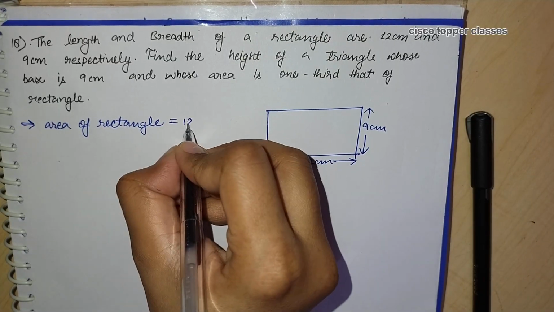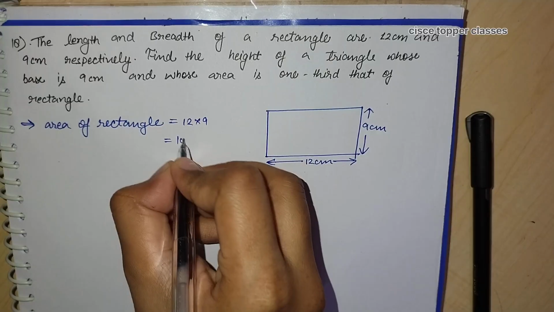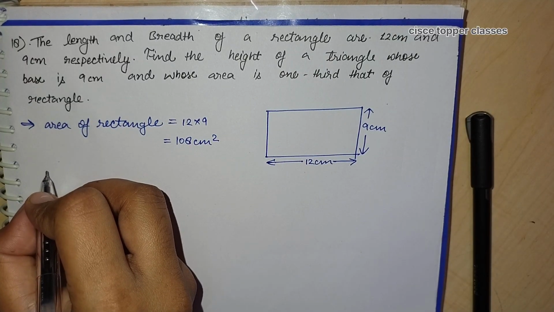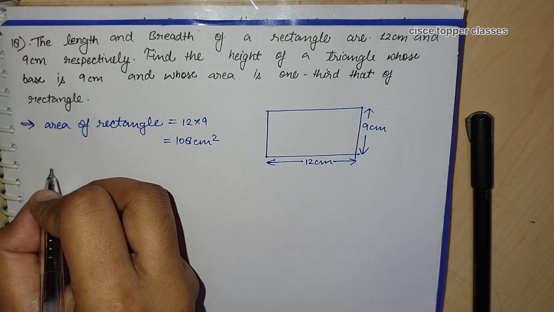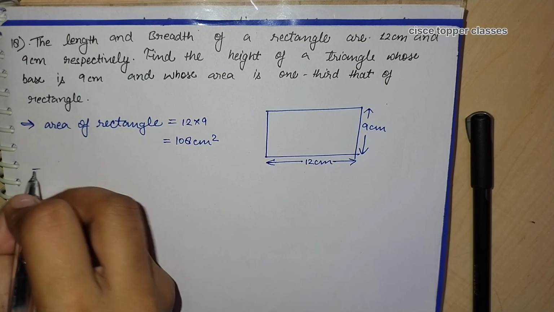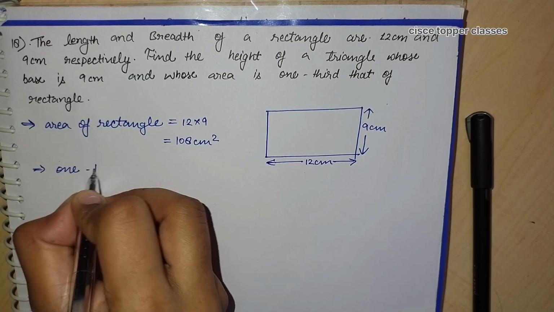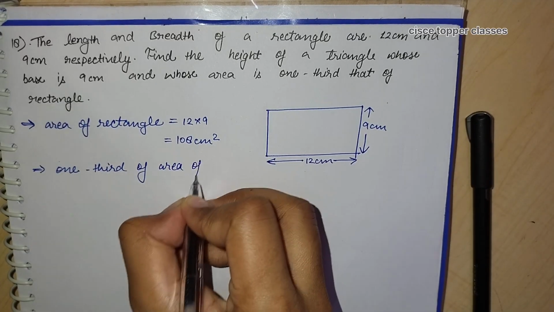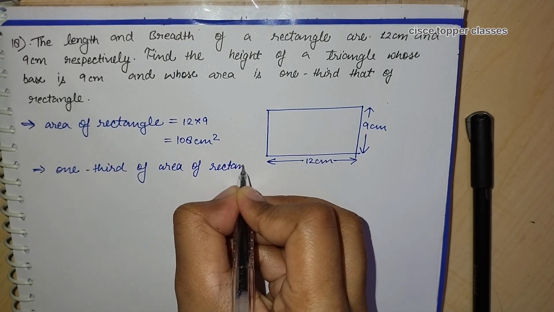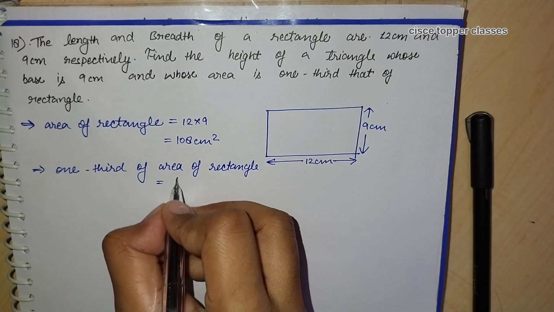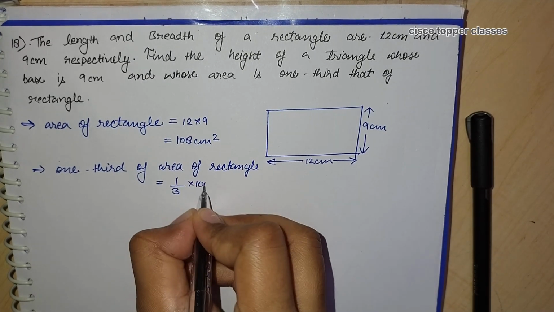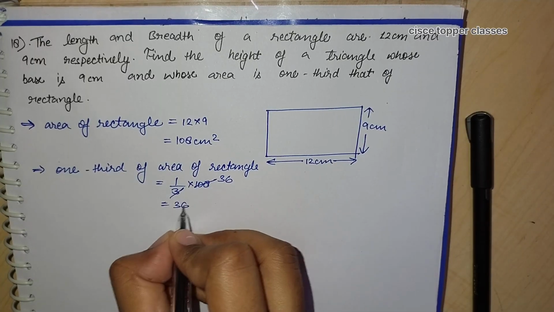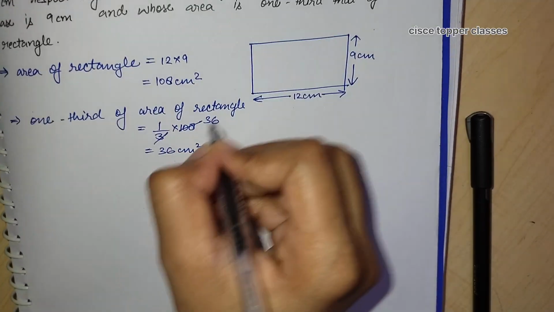The area of rectangle will be 12 into 9. So it will be 108 centimeter square. Now the question says that the area of a triangle is one third that of rectangle. So if you find the one third of area of rectangle here, it will be equal to 1 by 3 of 108. So we can write 36 centimeter square here.